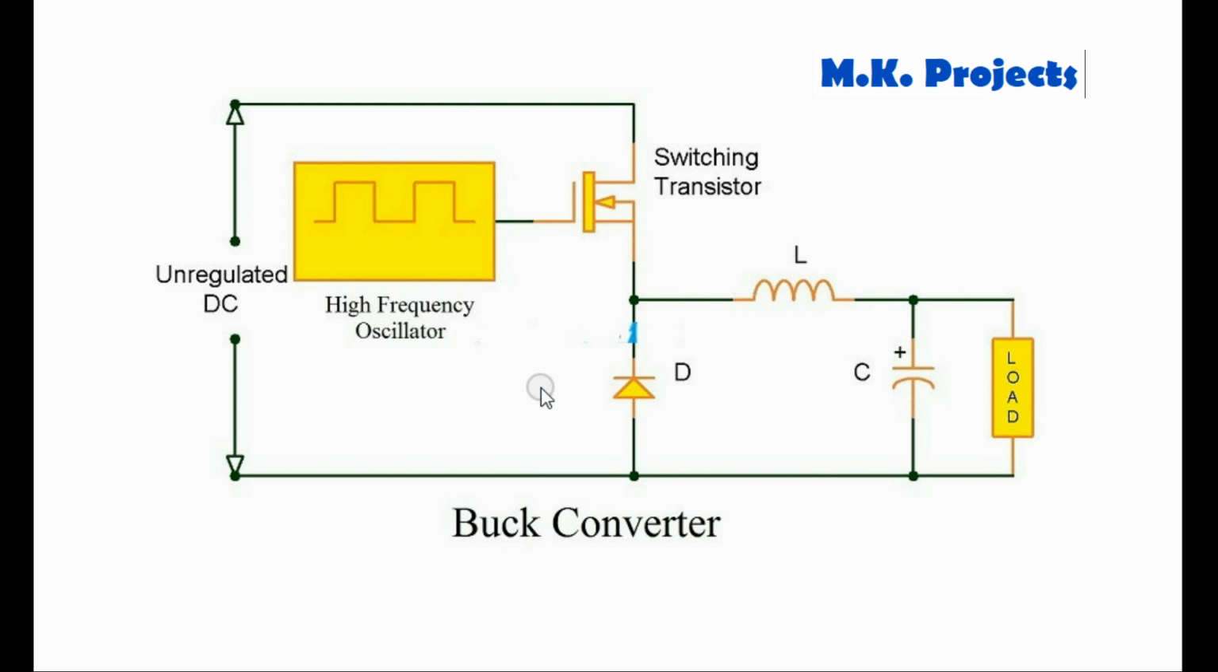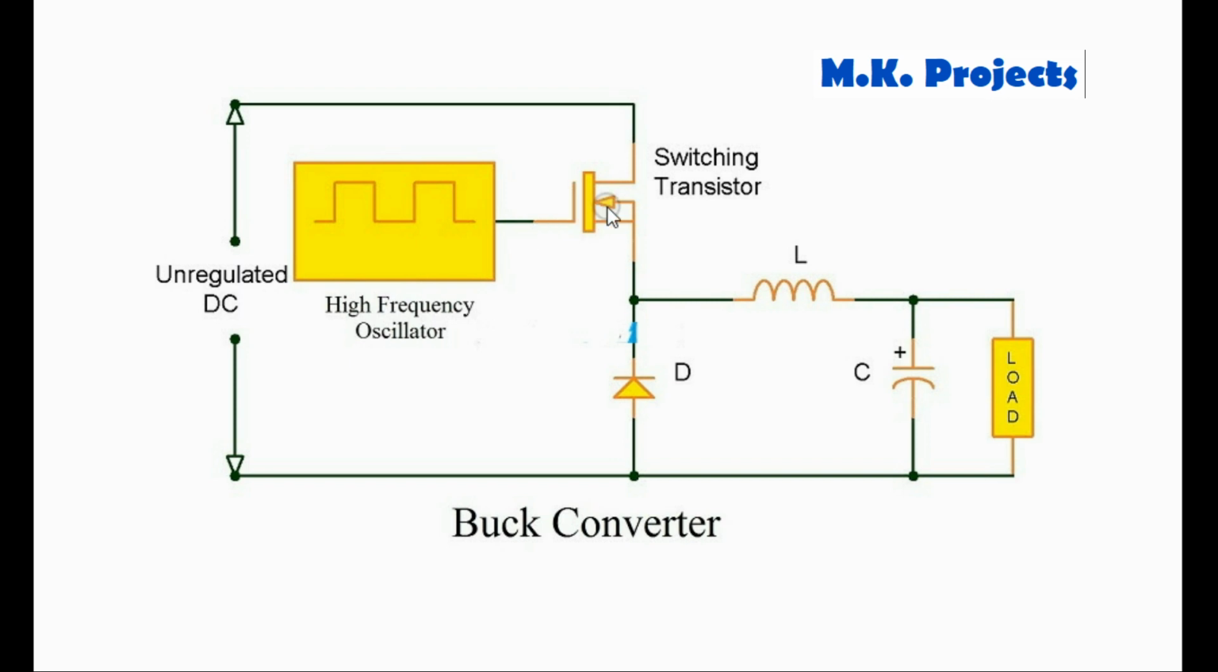So today let's talk about buck converters. Buck converters are DC to DC switch mode power supplies which are used to step down a higher DC voltage to a lower DC voltage. So let's say if you want a regulated 9 volt supply from a 12 volt supply, then it will be wise to use a buck converter.